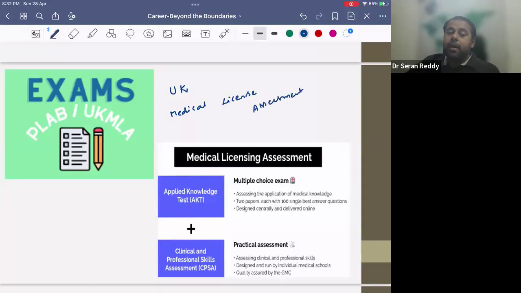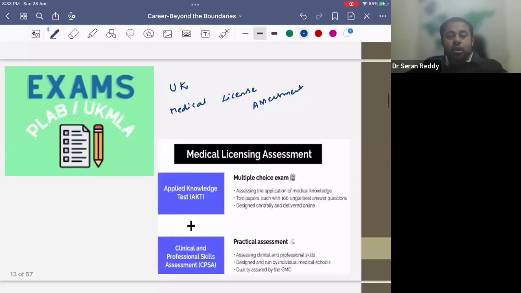USMLE gives you entry into the residency, but UKMLA does not give you entry into the residency. It's a licensing examination. Just like after completing your MBBS in Russia, if you want to come back and practice in India, you write the FMGE examination that gives you a license to practice in India. Similarly, this gives you a license to go and practice in UK. That's as simple as that.